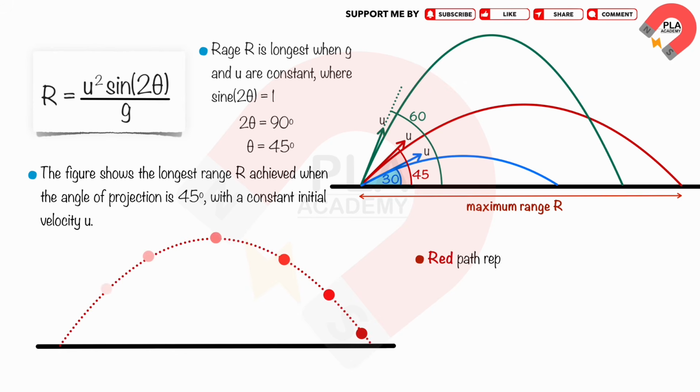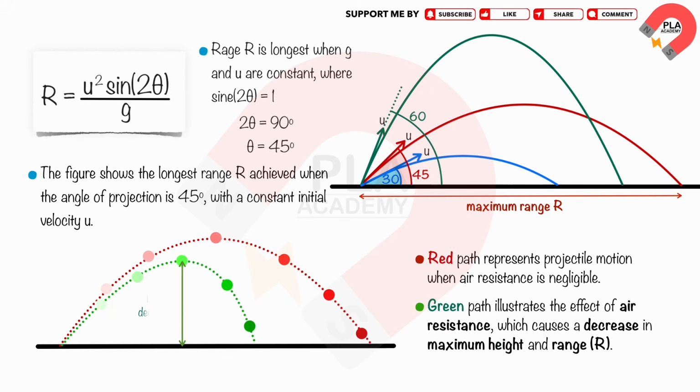The red path shows the motion of the object without air resistance. This is called projectile motion. The green path shows the motion of the object with air resistance. This causes the maximum height and the range, r, to be shorter.